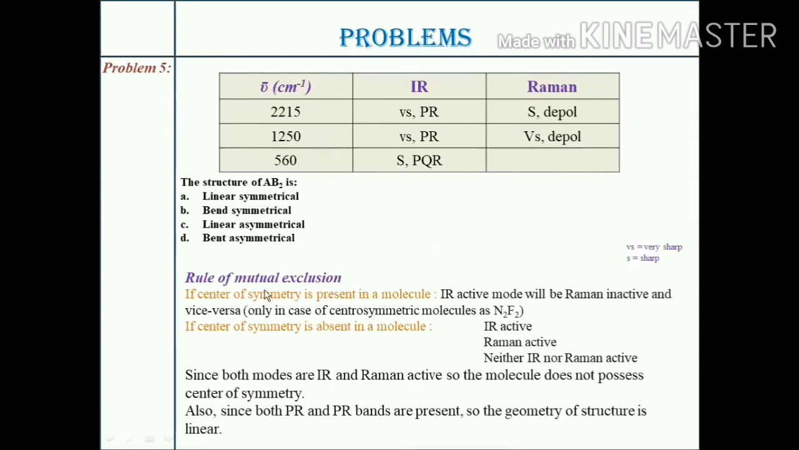Now this mutual exclusion rule says that if the center of symmetry is present in a molecule... if we try to gather up the information about the center of symmetry, a center of symmetry is that when you move, suppose from a point in a molecule to the left, and you attain a particular position, whatever you get while moving to the left will be the same as you move to the right of the origin point. So if moving from the center to the left, you get, suppose, an X atom.